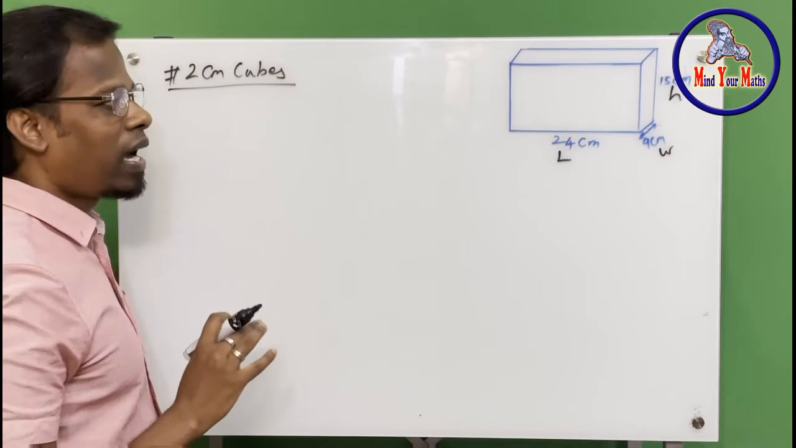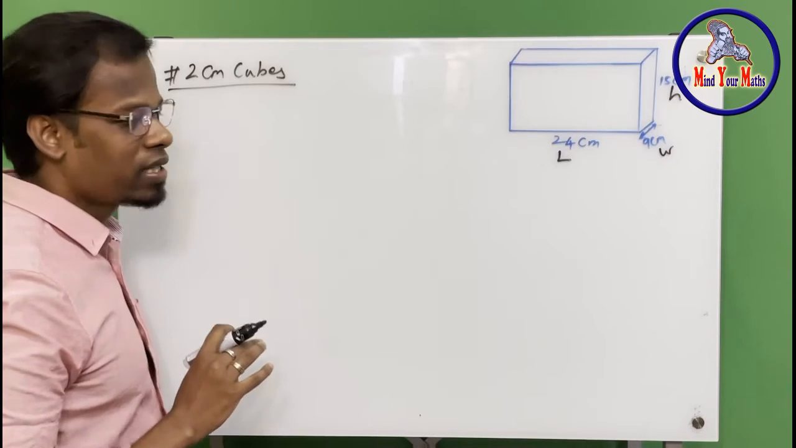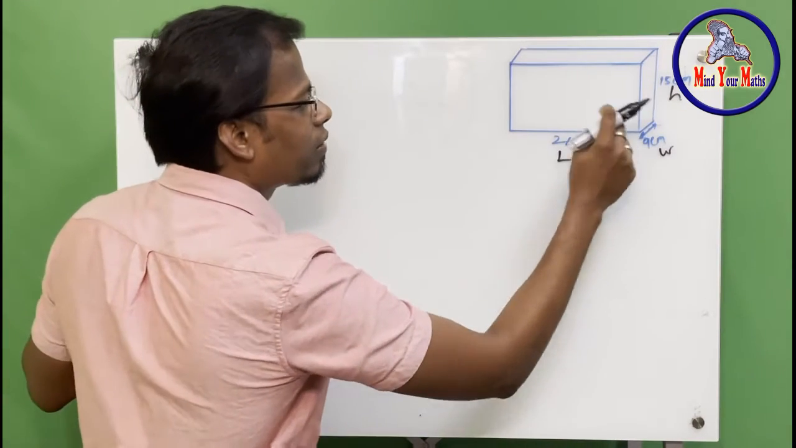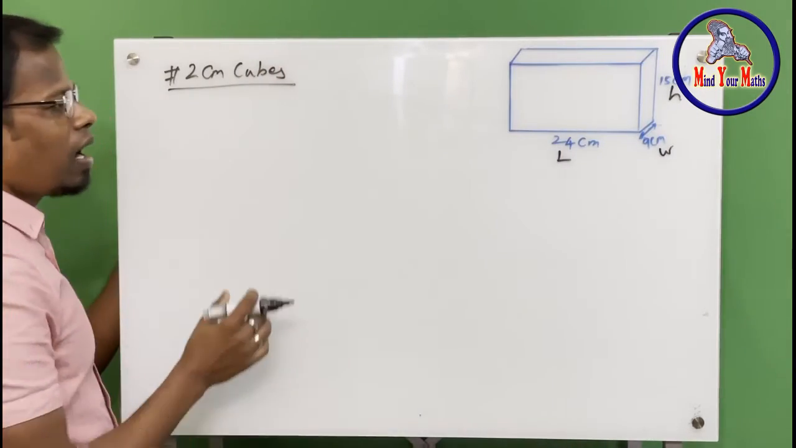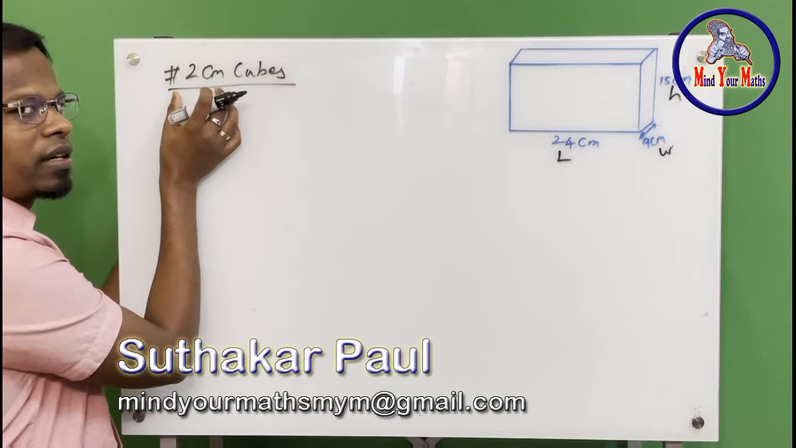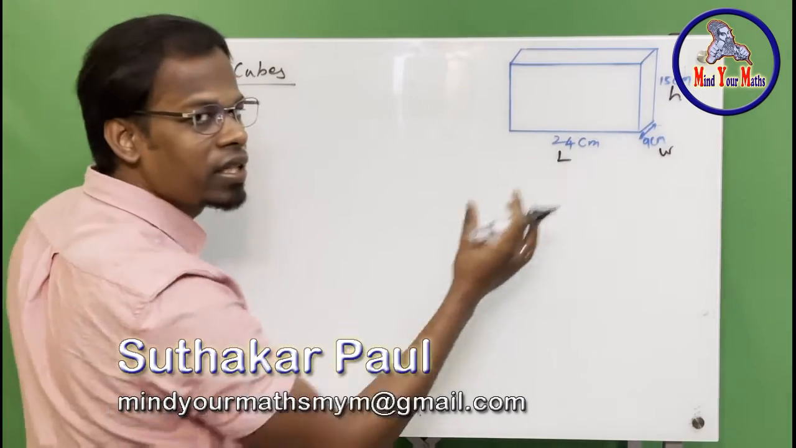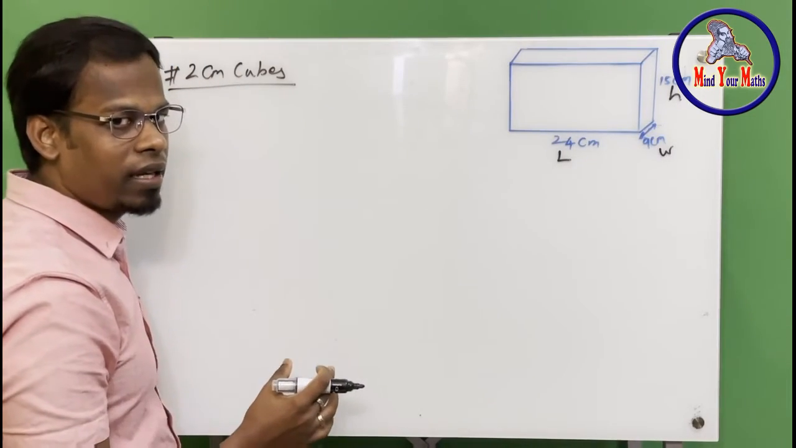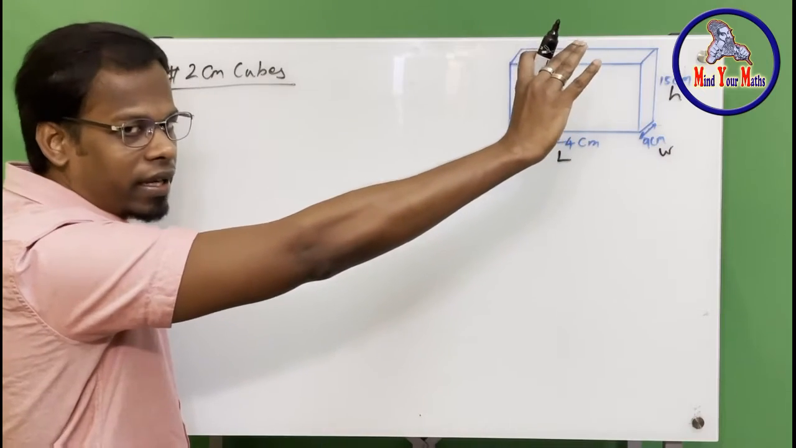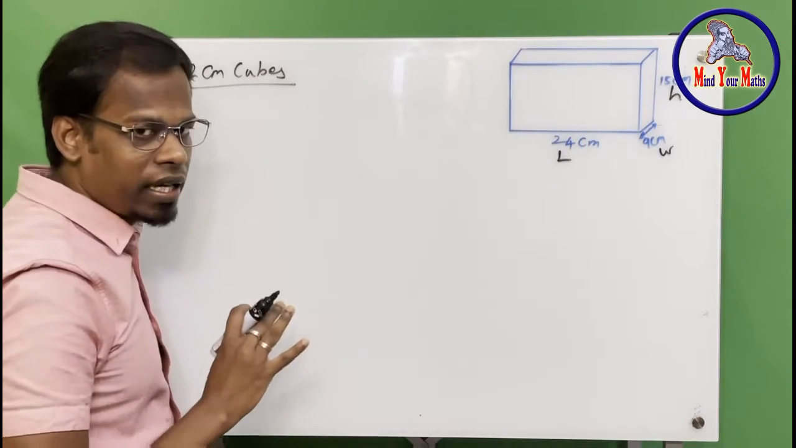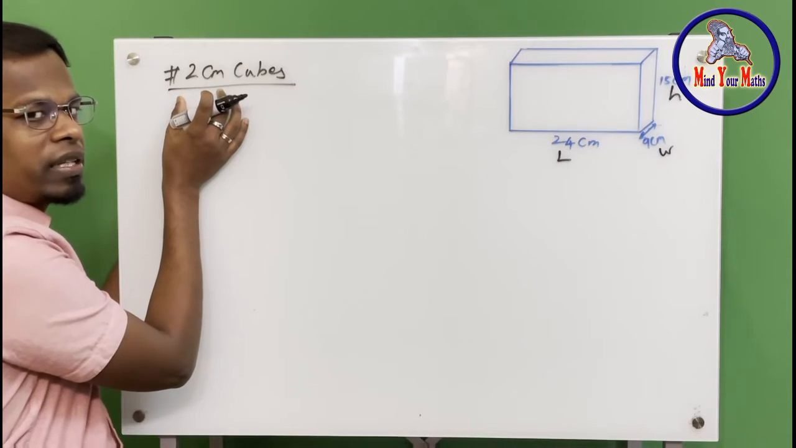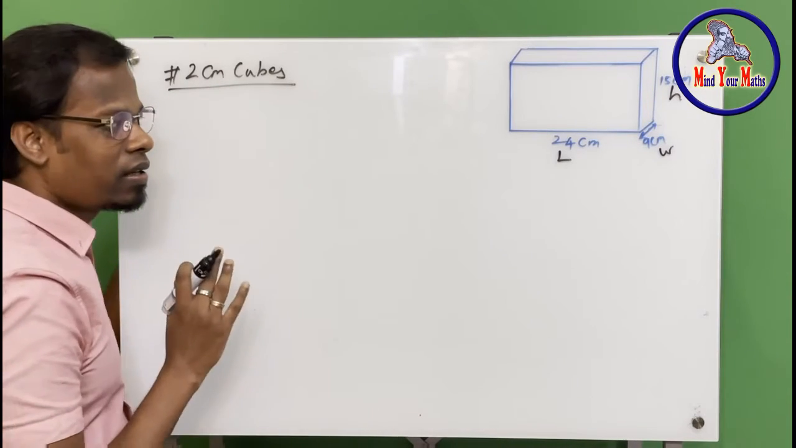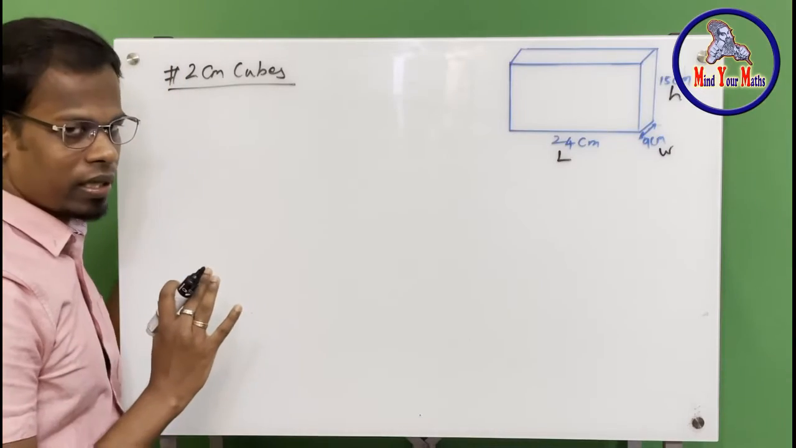For that, what we need to do is look at all the sides. This is the length, this is the width and the height. How many 2 centimeter cubes can fit in it? The excess we cannot take. The excess we have to just ignore, right? Because we just want the exact number of 2 centimeter cubes that can be cut from this wooden block.